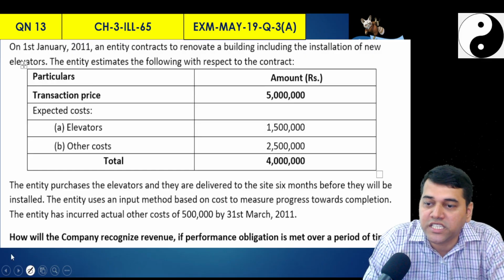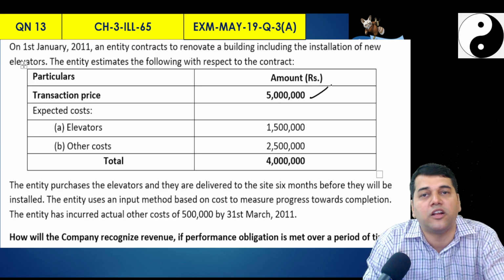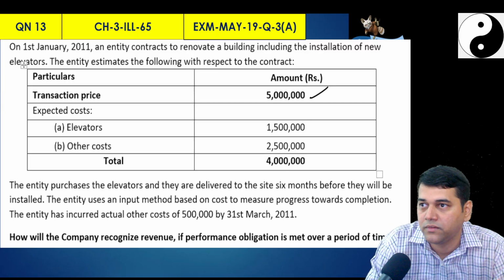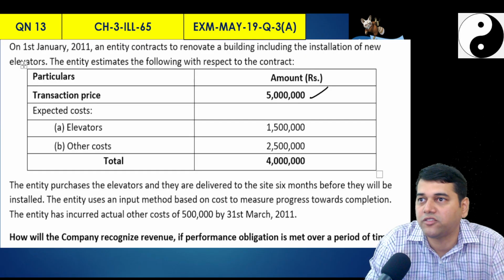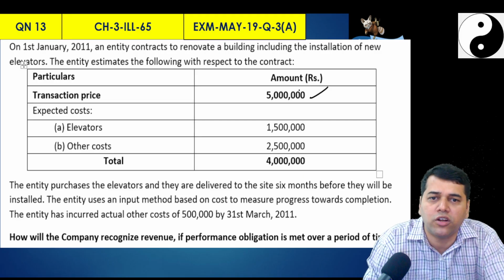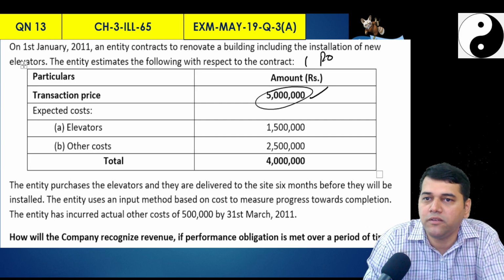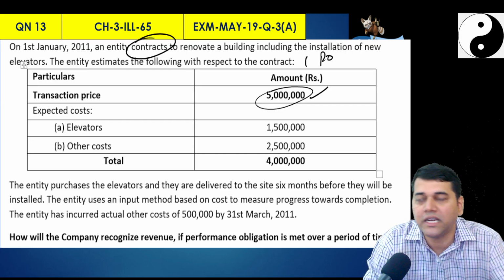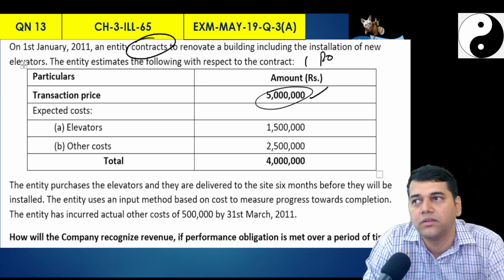The entity estimates the following, that the total transaction price is 50 lakhs. Fixed or variable? Fixed, not 1 rupee more, 1 rupee less. Is there a variable consideration? No. Finance component, so forget that. Step number 3, you got this. Step number 2, you decided one PO. Step number 1, you entered into a contract. Allocation is required? No. Why? One performance obligation. Let me go to step number 5. Is it over a period of time or at a point in time? Why?